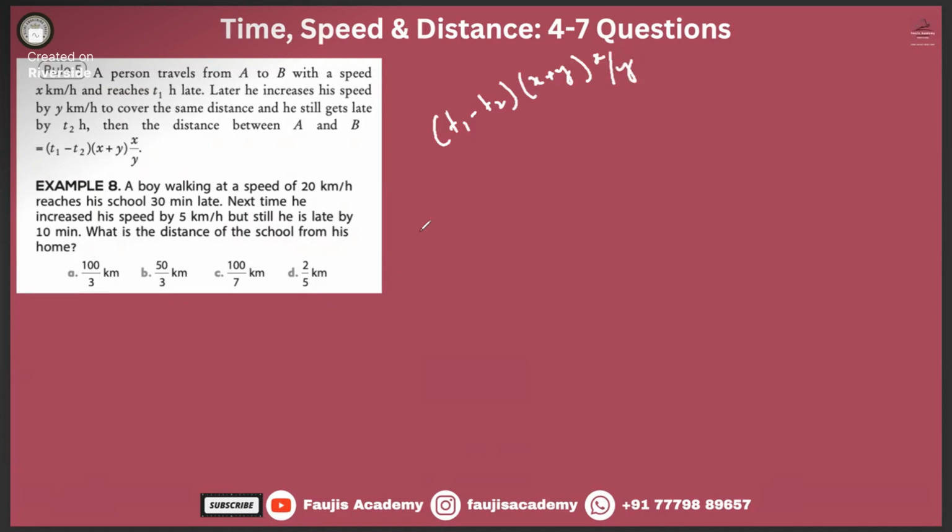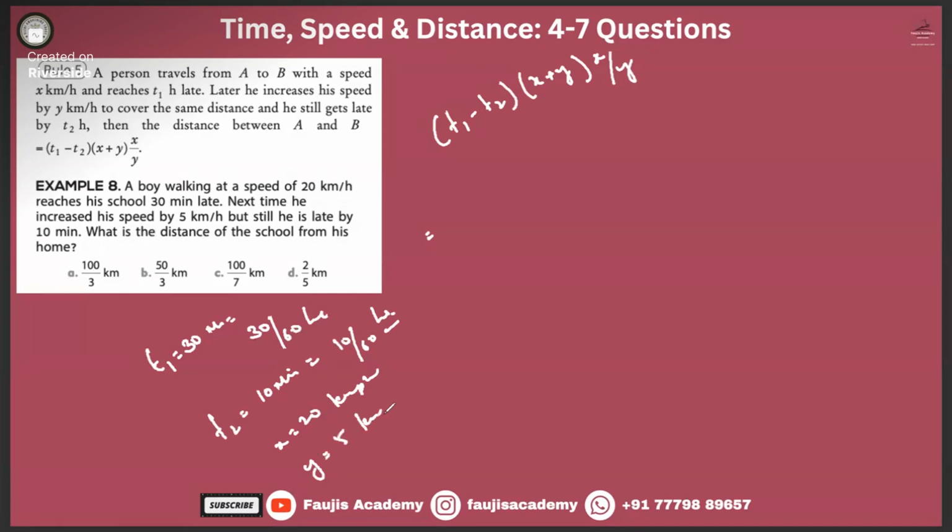Okay. So what is t1 over here, guys? T1 is 30 minutes. That means 30 by 60 hours. T2 is 10 minutes. That means 10 by 60 hours. Right? And what is x and y? X is your 20 kmph and y is what? Increasing his speed by 5 kilometers. Okay, so y is equal to 5 kmph, right? So t1 minus t2, that means 30 by 60 minus 10 by 60 into x plus y, that means 20 plus 5 into x by y, that means 20 by 5.